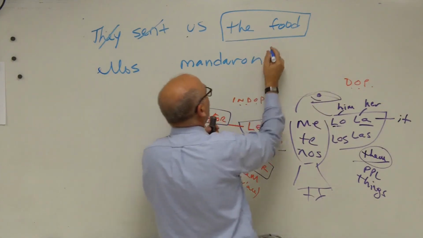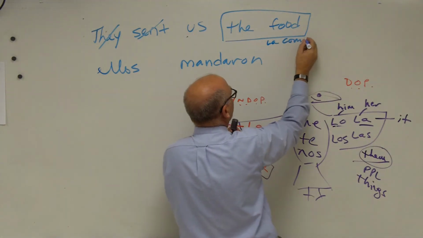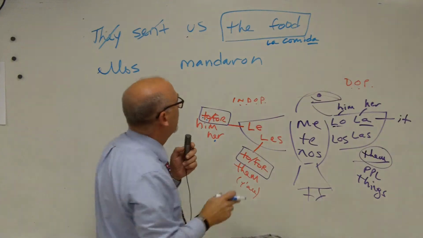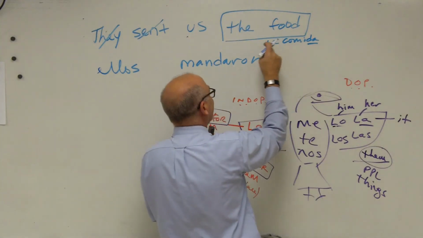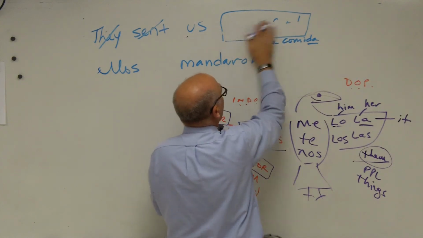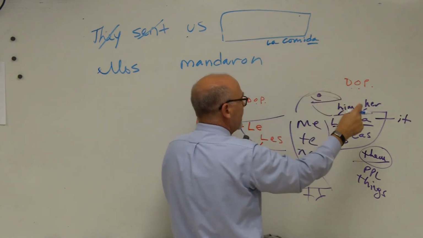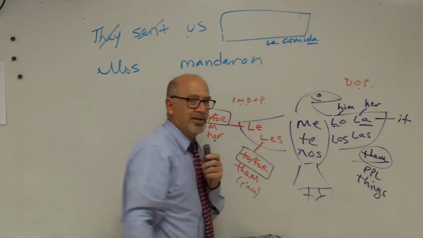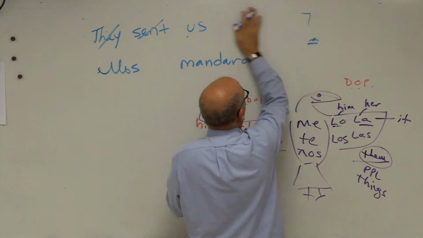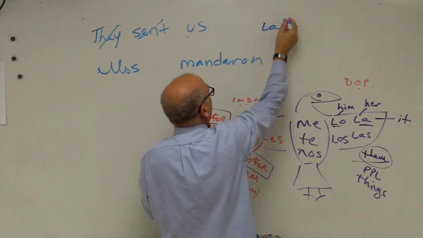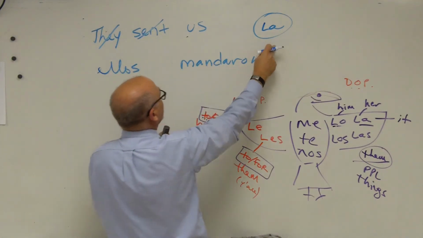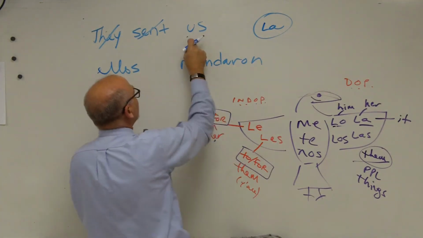We're going to change the food, which is la comida, feminine and singular. We don't want to say la comida, so we're going to change la comida to an it that is feminine and singular. So we chose the word la. Oh, good. So we got la. We'll work that in somewhere, okay? They sent it to us, okay?